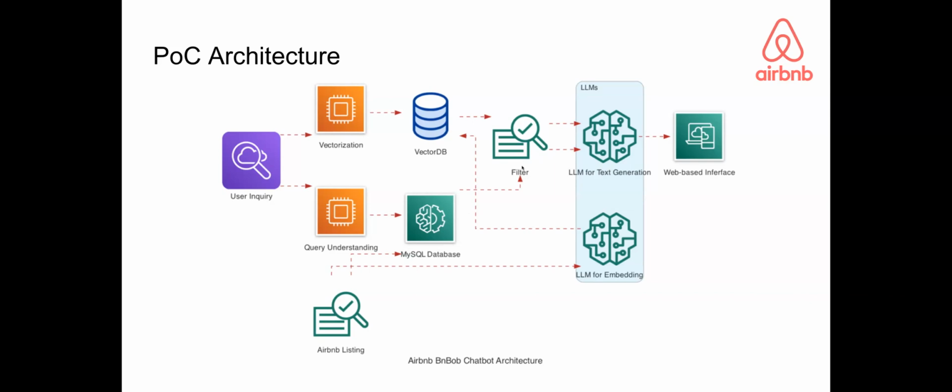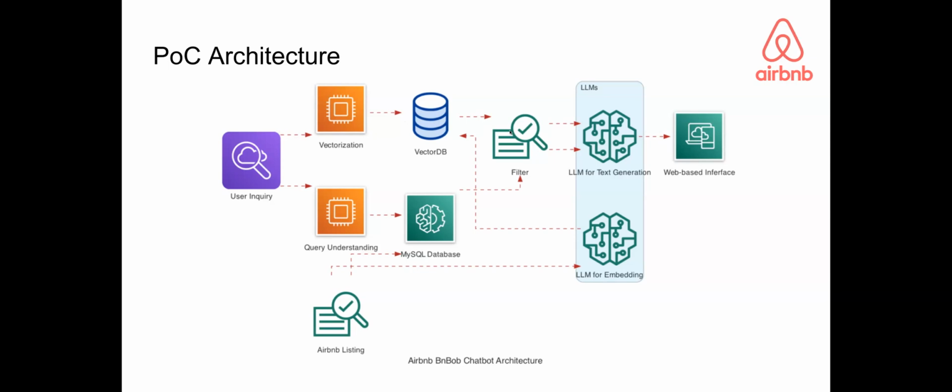So let me give you an example. When the user has an inquiry, like asking a question, "Give me 5 places in Seattle, price ranging from $300 to $500," they have 2 routes. There's the first route on top. This directly vectorizes this inquiry, then goes to the vector database to search what kind of listing really has a high similarity score to your question. Then this will go to a filter here.